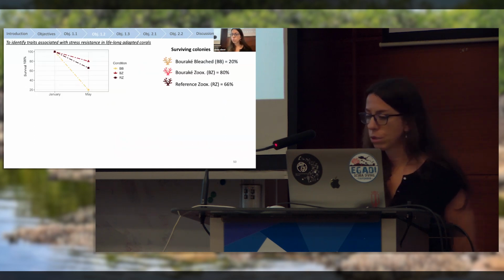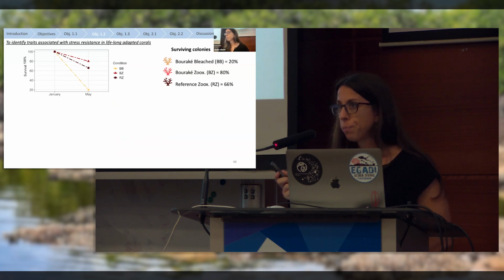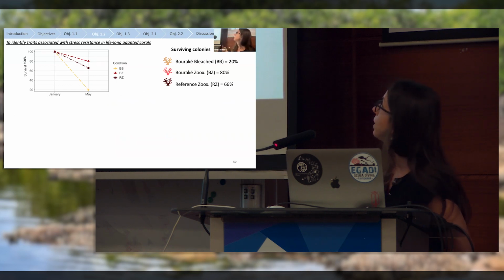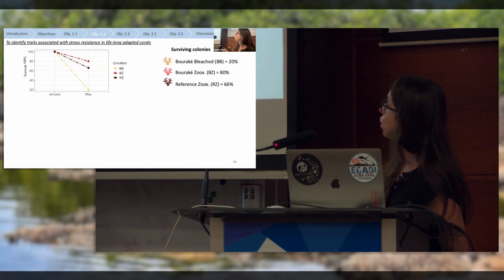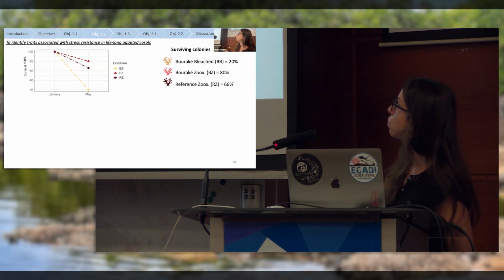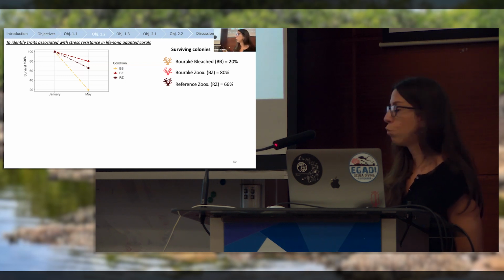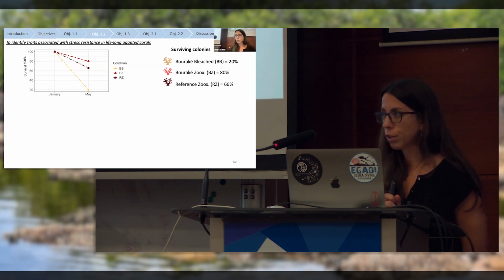So let's start with survivorship. We observed just 20% survivorship in the bleached colonies of Bourake, as expected. Then we observed 80% survival rates in the unbleached colonies of Bourake, and we could only find 66% of the colonies at the reference site.